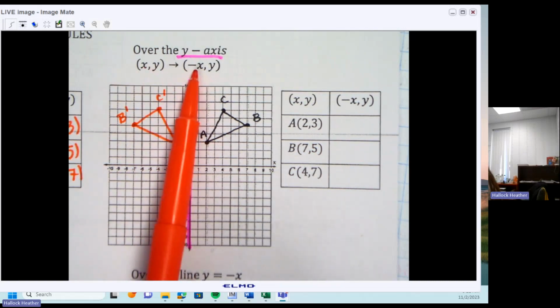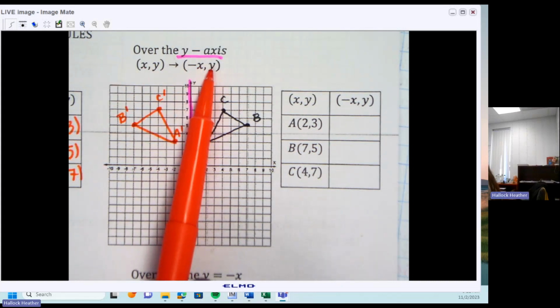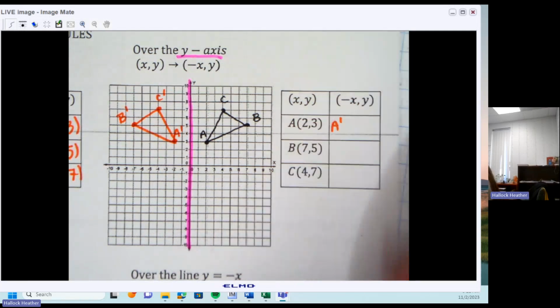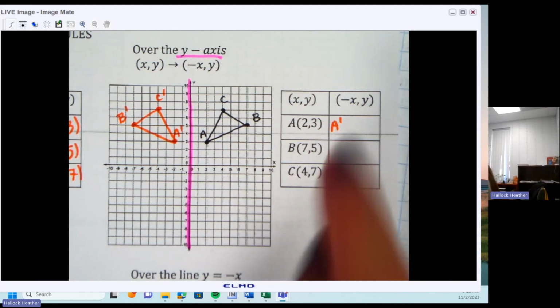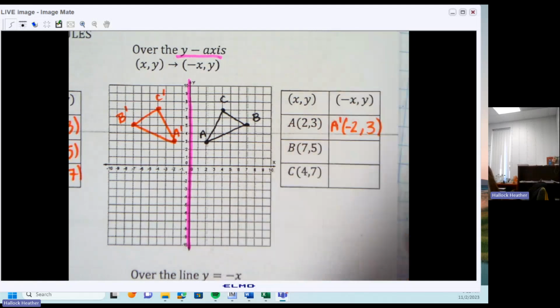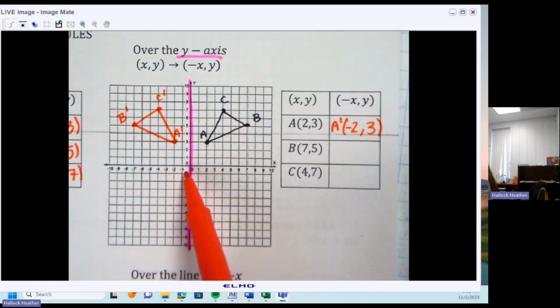(x, y) actually changes from x to negative x, y. Y stays the same because it's reflecting over the y-axis. X is what's changing. So A prime, if I use the rule, x is becoming negative, y is staying the same. So this time it would be (-2, 3). And if I check to see if that's the same location, yes. So I went to the left 2 and I went up 3.